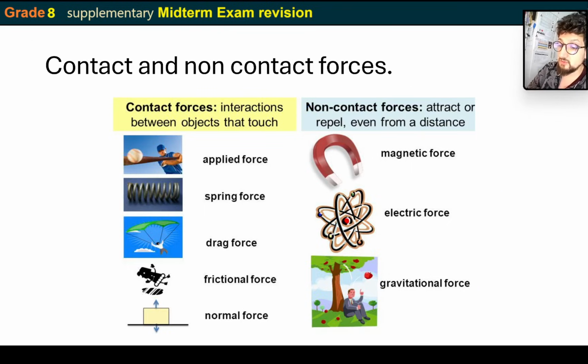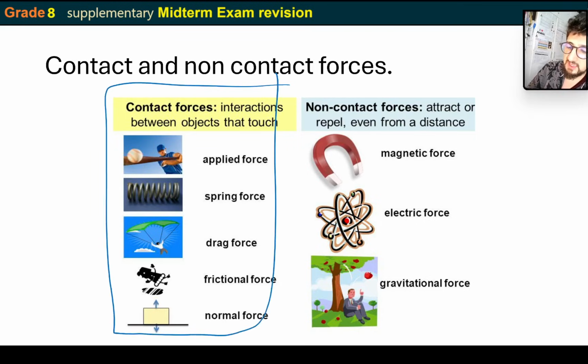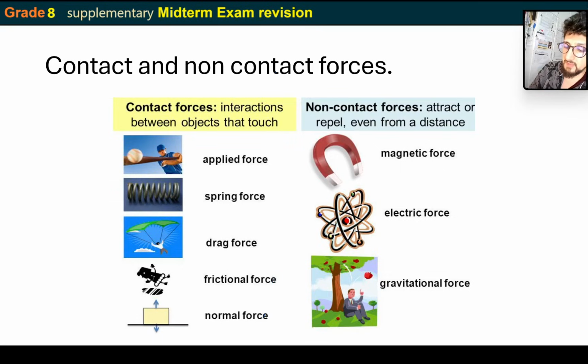And if you need more information, as I said, you need to go back and watch that video, or you need to research and ask your friends and so on. And by all means, you can always ask your teacher as well. And some types of contact forces are here. There are others as well.